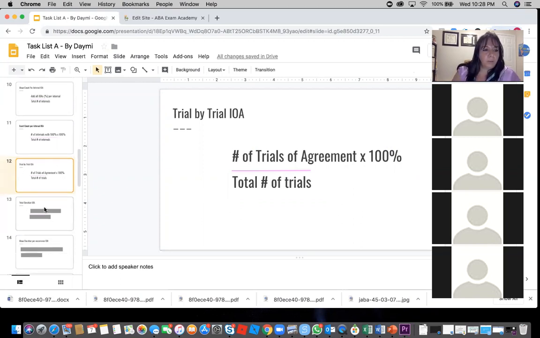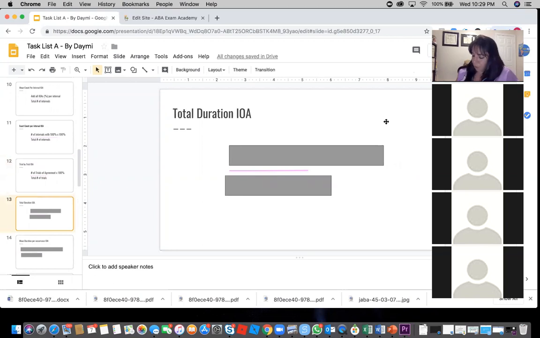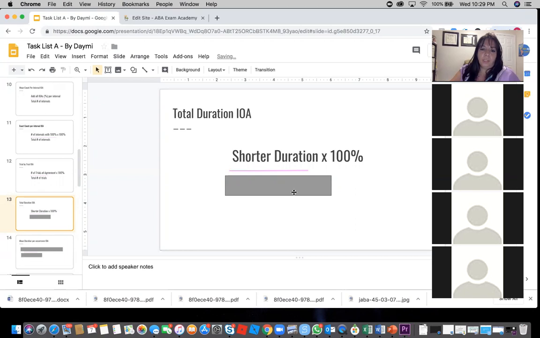All right, gonna move on to duration. Total duration IOA. Who wants to take a shot at this one? That's the shorter times 100 divided by the longer? Yes. Shorter duration divided by longer duration times 100.